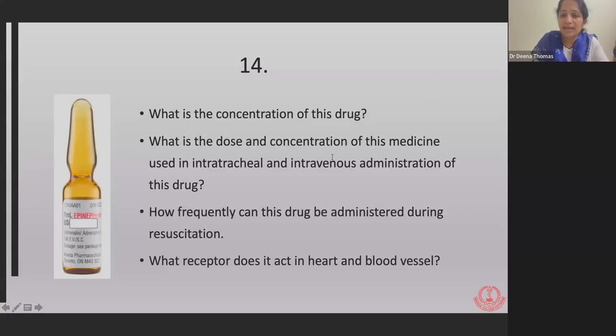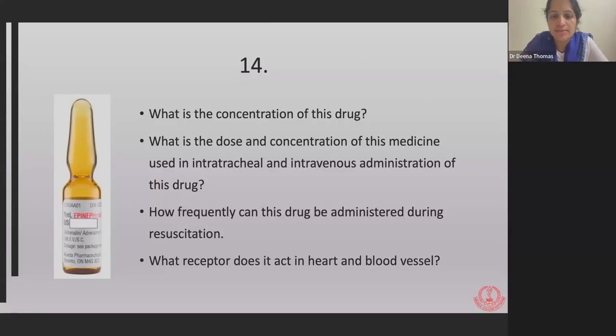And how much is the IV dose? 1 is to 10,000, 0.2 ml per kg. Dr. Hima has answered and many of them have answered. It is 0.2 ml per kg for IV. And how frequently can this drug be administered? 3 to 5 minutes. I have also got the answer for that. 3 to 5 minutes is the frequency with which it can be administered.